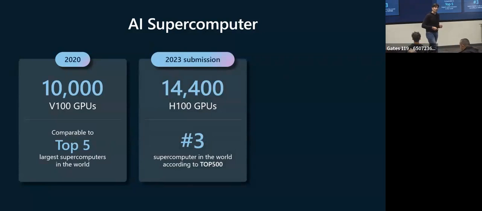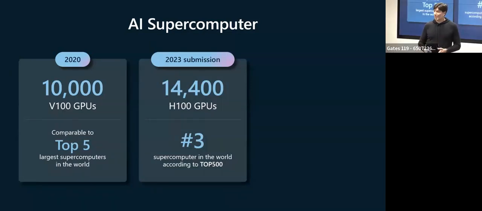This one was 14,400 H100 GPUs, which is NVIDIA's latest generation of GPUs. And we ranked in the top 3, number 3 largest supercomputer in the world. Again, anywhere in the world, on-prem or in public cloud. And I want to emphasize that's just a fraction of the system that we're still building out for them.